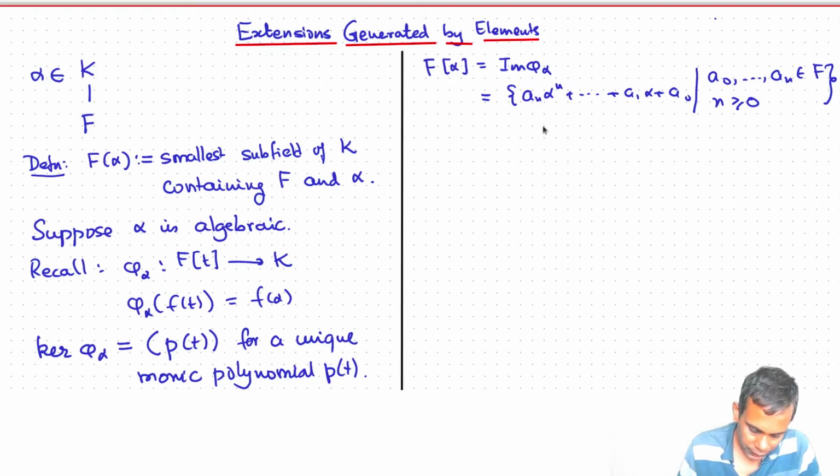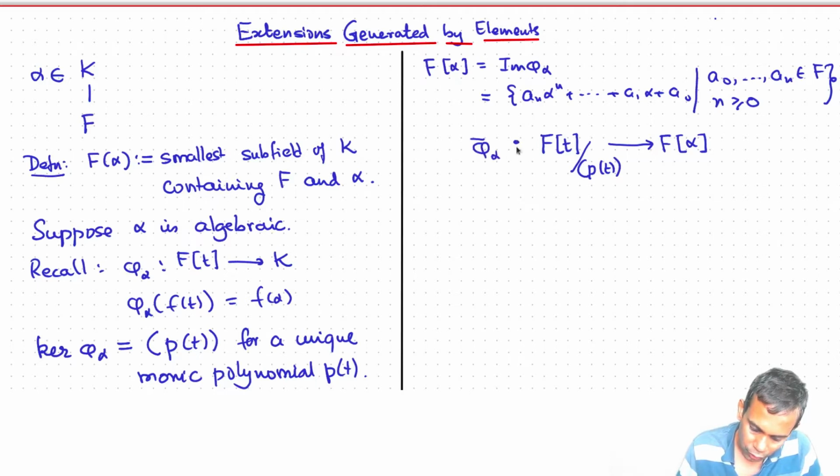Now we have this homomorphism phi_alpha from F[t] to K, but the image we have defined to be this subring F[alpha] of K. And the kernel is this ideal (p(t)). So phi_alpha induces an isomorphism, which we'll call phi_alpha bar, from F[t] mod (p(t)) to F[alpha]. This is an isomorphism of rings.